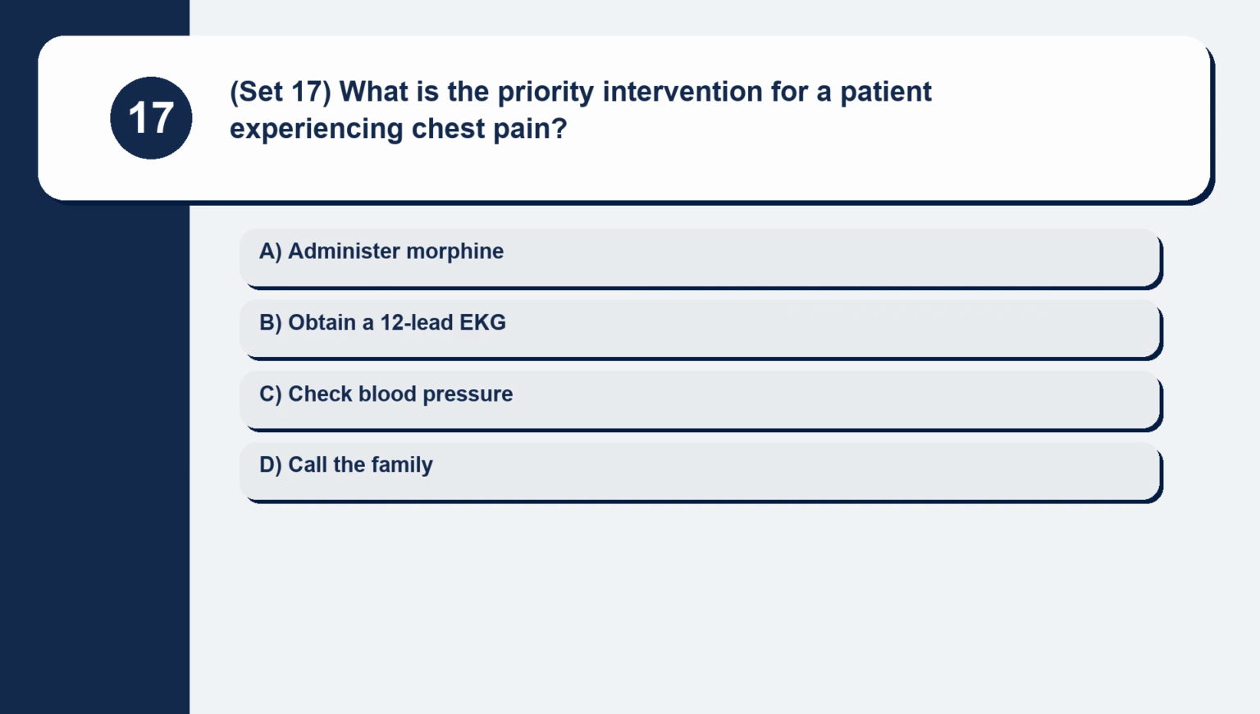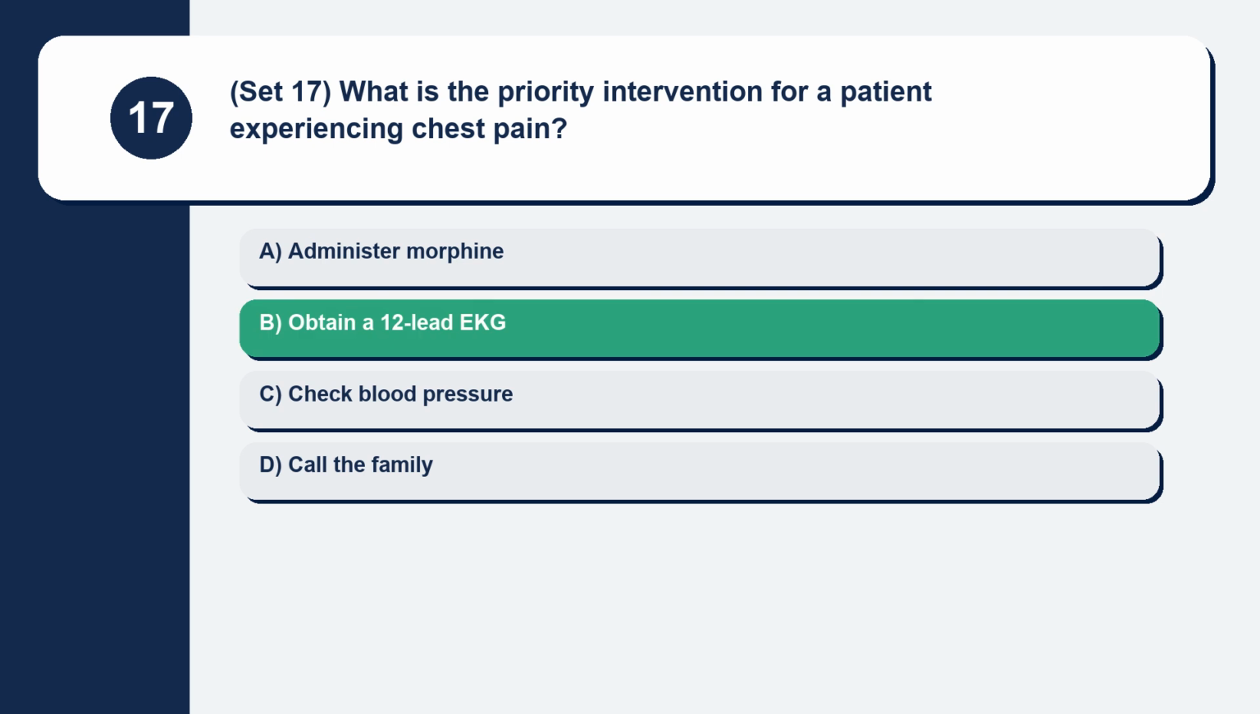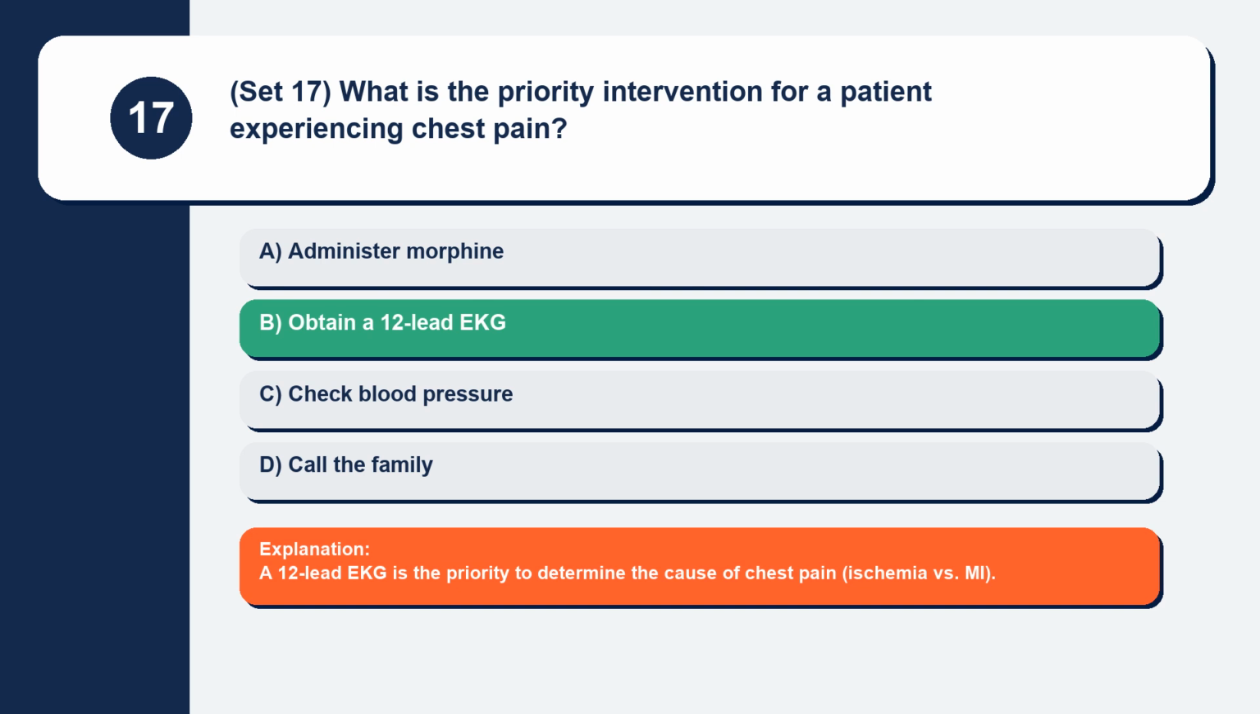Question 17. Set 17. What is the priority intervention for a patient experiencing chest pain? Administer morphine, obtain a 12-lead EKG, check blood pressure, call the family. A 12-lead EKG is the priority to determine the cause of chest pain, ischemia versus MI.